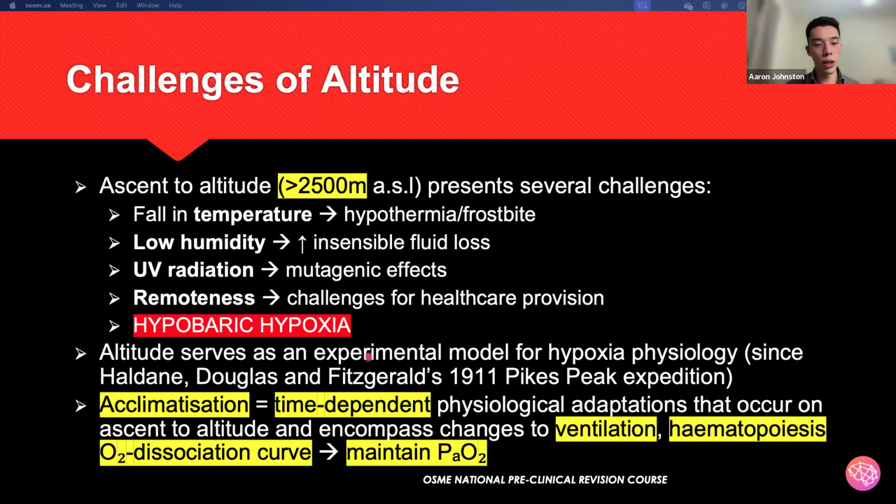And I'm going to speak a lot about acclimatization as well. So this is just to define acclimatization at this stage, and that's the time-dependent physiological adaptations that occur on ascent to altitude, and they encompass changes to many of the different systems in the body. For example, the respiratory, the hematopoietic, as well as the cardiovascular system. And ultimately, these changes serve the purpose of maintaining arterial oxygen content, or at least trying to prevent the fall as much as possible.